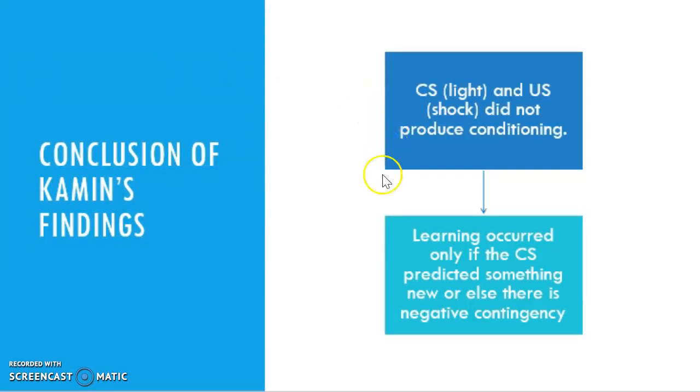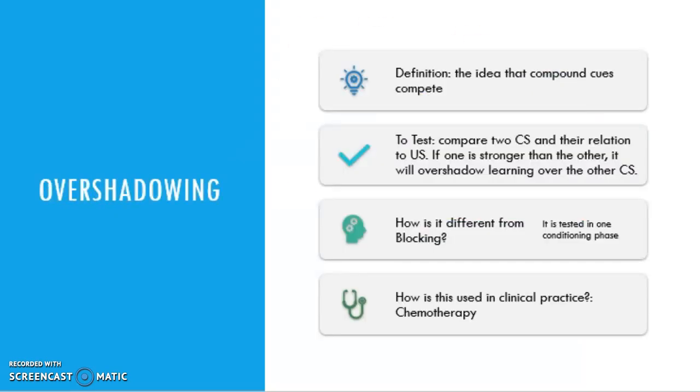So here again, look at another conclusion of Kamin's findings. Then we have overshadowing. A definition of this is the idea that compound cues compete. Two conditioned stimuli can be presented together in compound and paired with the unconditioned stimulus. If one conditioned stimulus is stronger, or we can call that more salient than the other, it'll prevent good conditioning of the other conditioned stimulus. So the one with higher saliency overshadows the other.